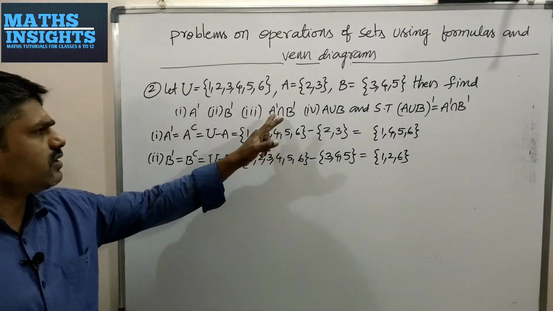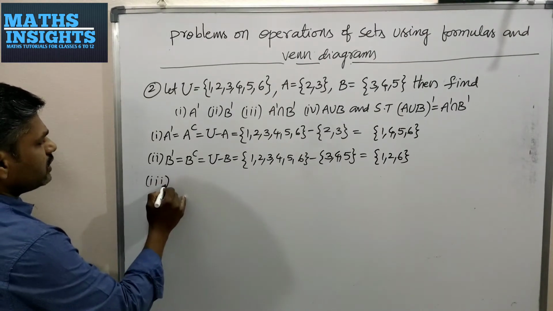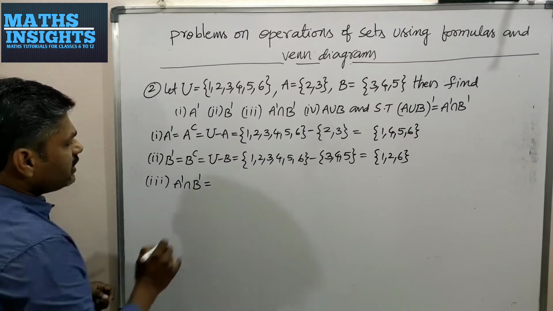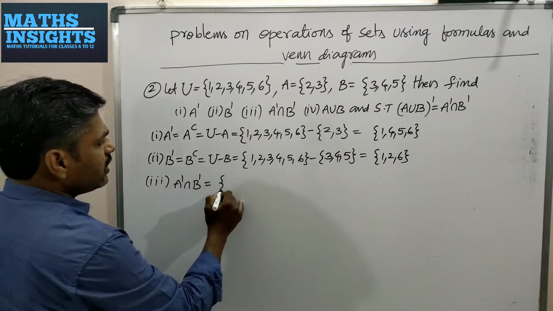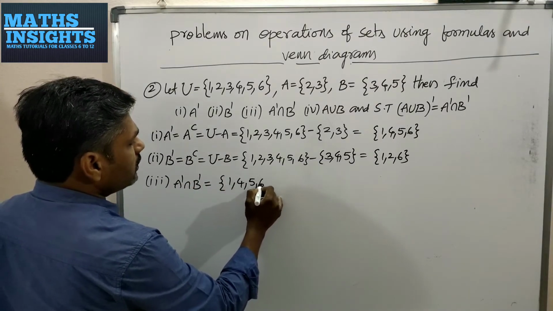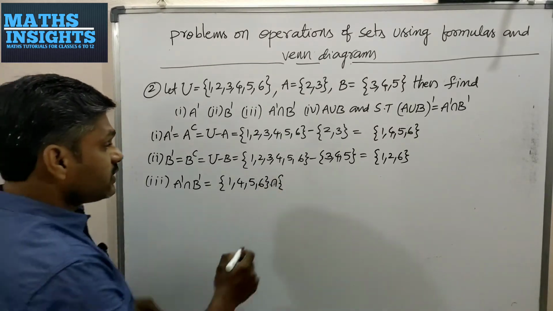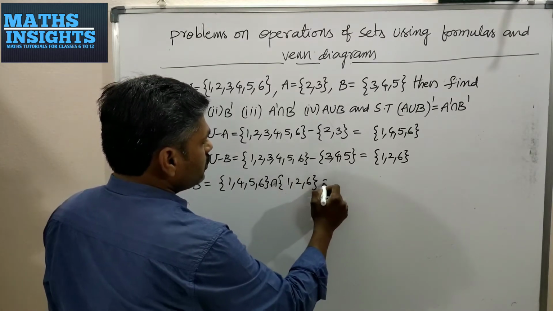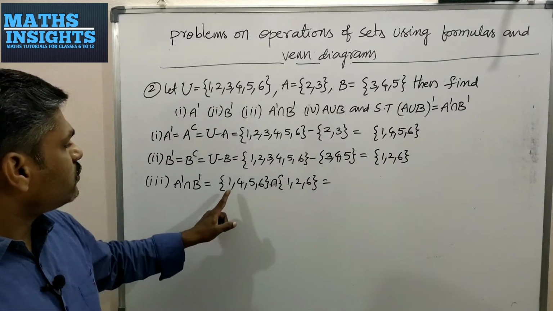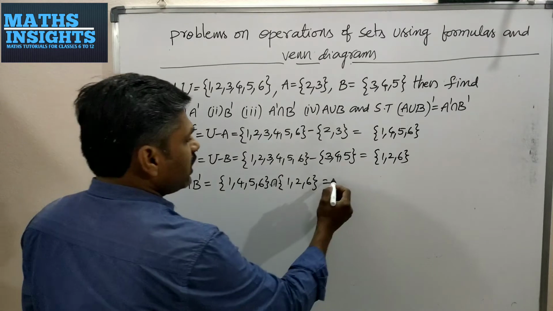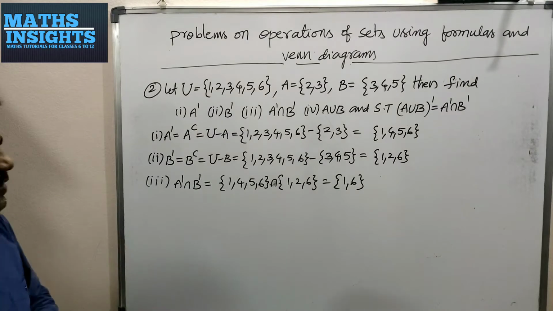Next, the third question, they are asking A dash intersection B dash. This is nothing but the common elements of both A dash and B dash. You already calculated A dash as 1, 4, 5, 6, intersection B dash, that is 1, 2, 6. You have to take the elements from these two sets which are common. If you observe, 1, 6 are common. Therefore, I am writing those, 1, 6. This represents the set A dash intersection B dash.